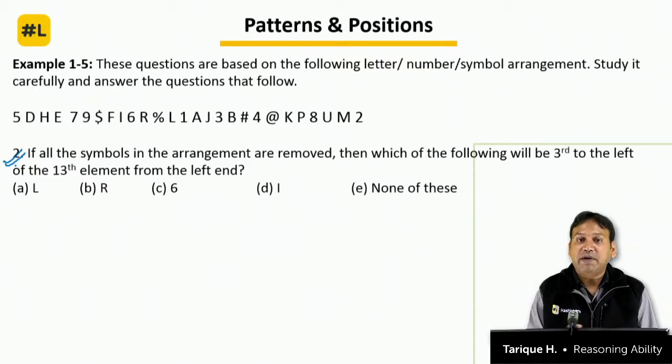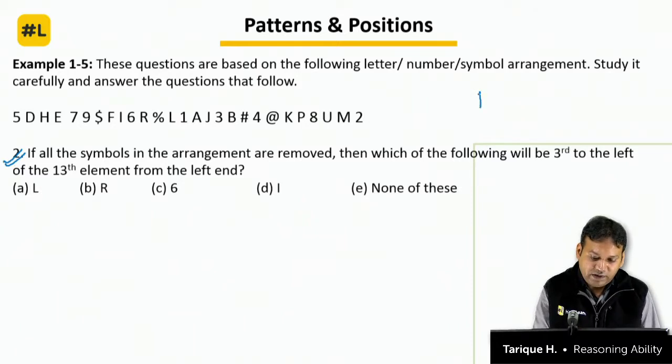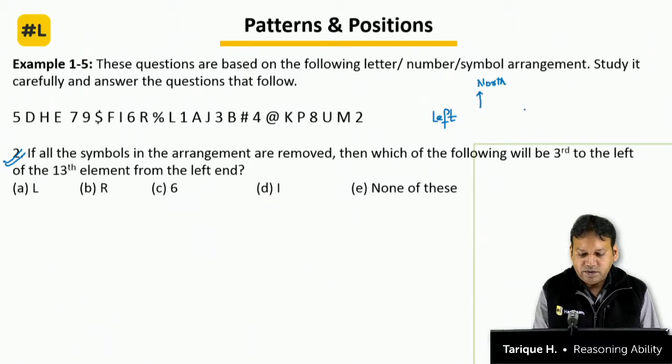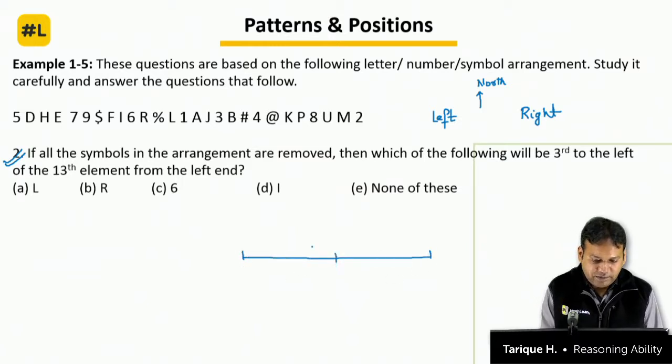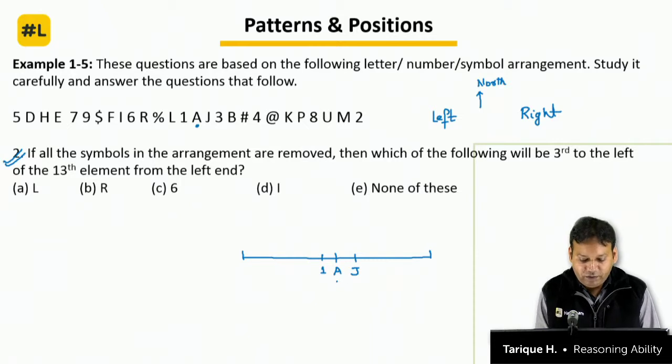See, if nothing is mentioned in the question, the first thing you have to understand is that all letters are facing north. That's a common assumption that we make. And if all letters are facing north, then left is towards our left and right is towards our right. So if we take any letter here, let's take for example A, then what is there to the immediate left of A? 1 is there. Immediate right of A, what is there? J is there. So from A, when we are counting left, we go to the left side, and when we are counting right, we go to the right side.